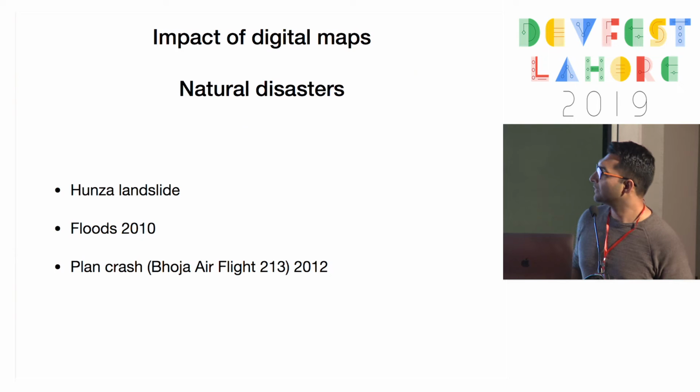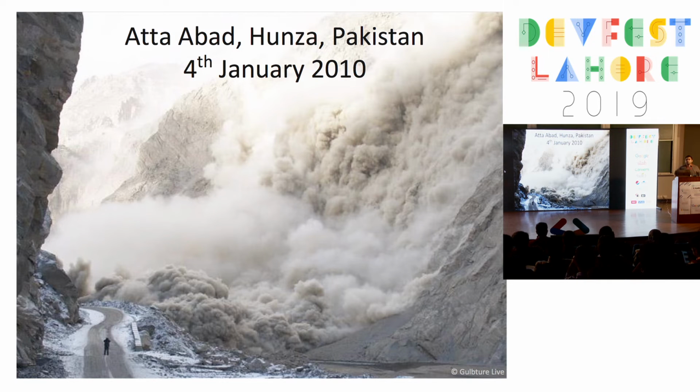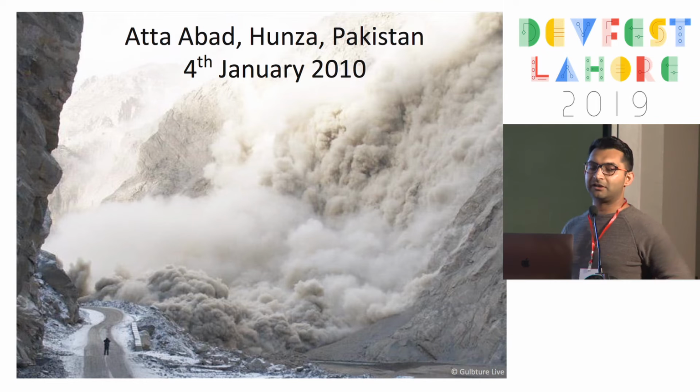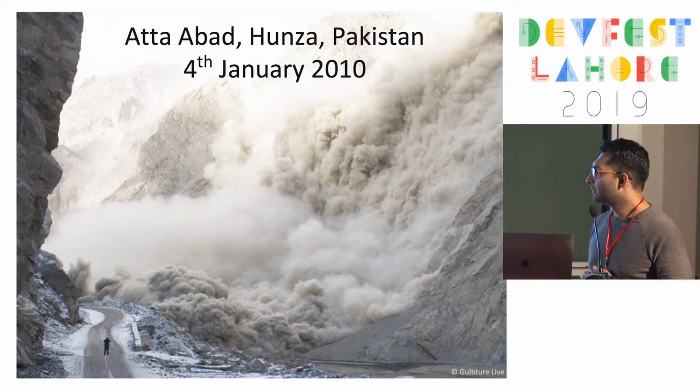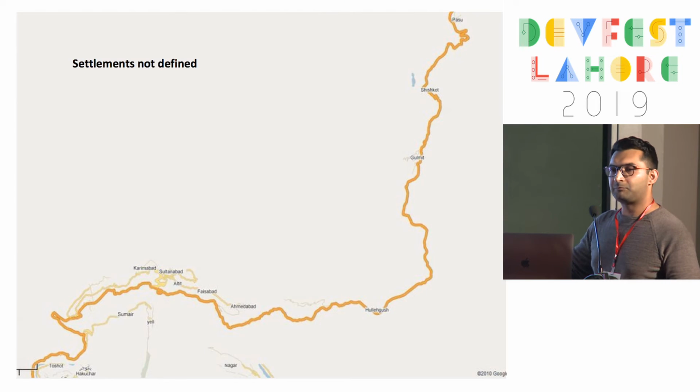So starting with the Atabad Hunza landslide, which happened in 2010, it was a massive slide. It buried three villages, and as a result, it created a big lake by blocking a river, which submerged another 3 villages. So everybody who is boating on this lake is actually boating on top of the villages. And this was the map at that point.